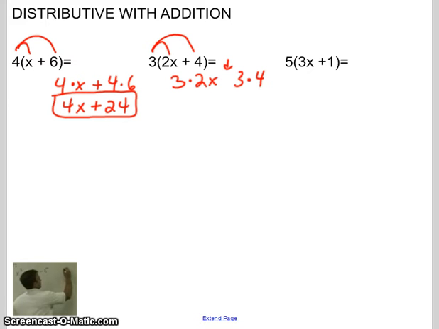So 3 times 2x, you multiply the coefficients, you get 6x. And then 3 times 4 is 12. It's a positive 12, so I'm going to put a positive sign in between both terms.